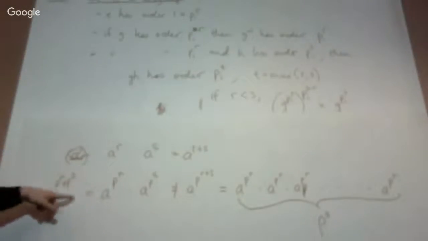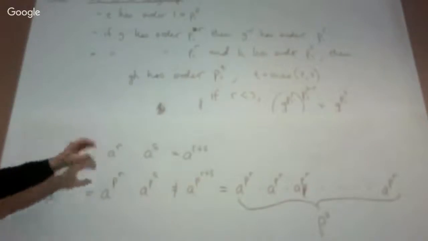That's very much on your mind. Whereas what we're doing is a to the p to the r times a to the p to the s. Well, that's not a to the p to the r plus s. What it is, is a to the p to the r plus p to the s. If you want to get this, what you're doing is a^(p^r) times a^(p^r) times ... and you have to do this p to the s times. That's where all the confusion is coming from. This is what you kind of have wired in your brains, but this is what's actually happening.